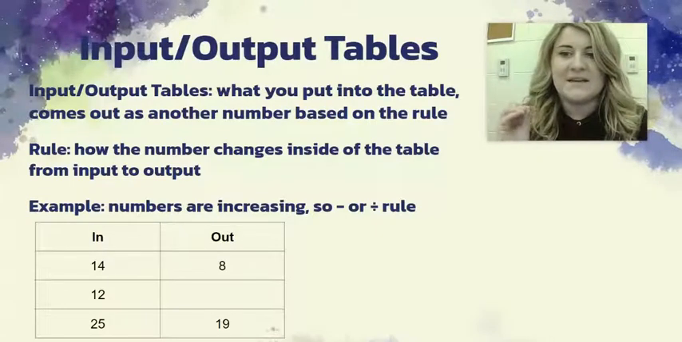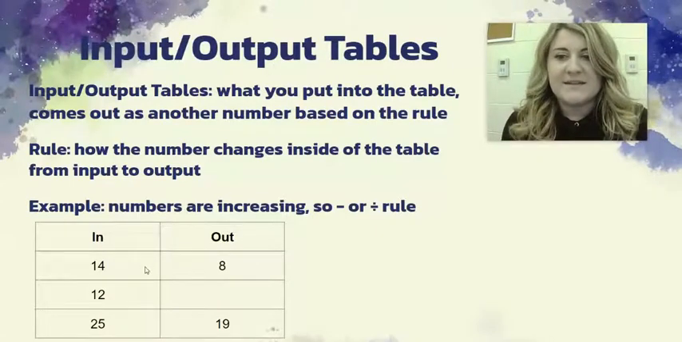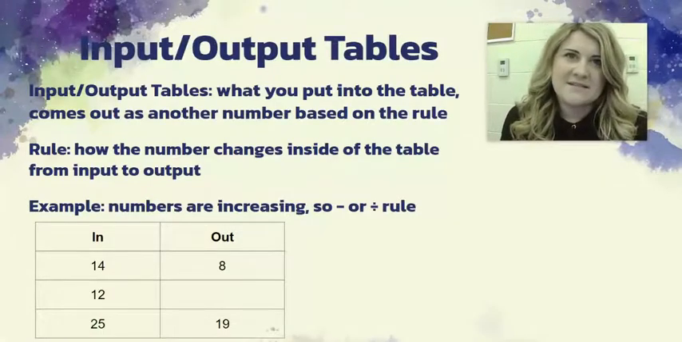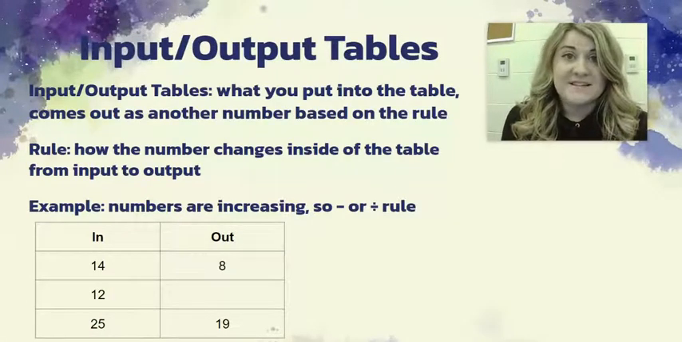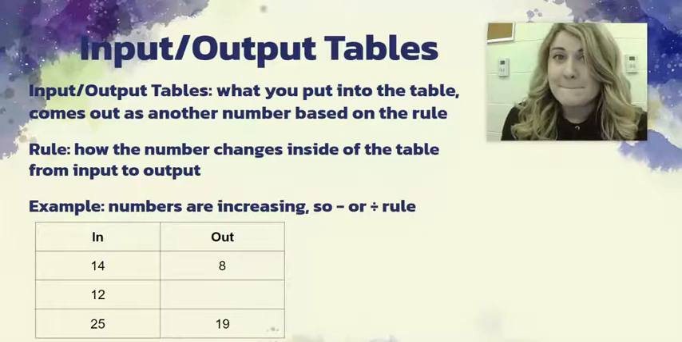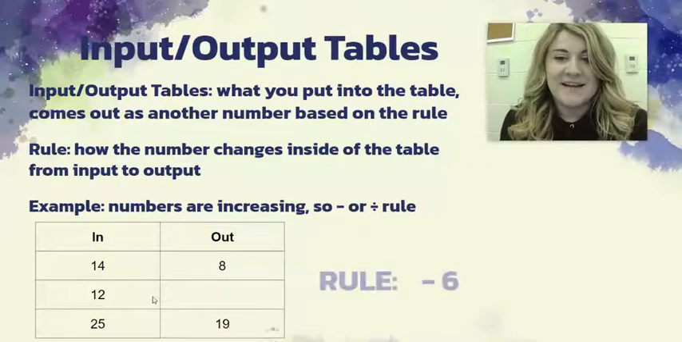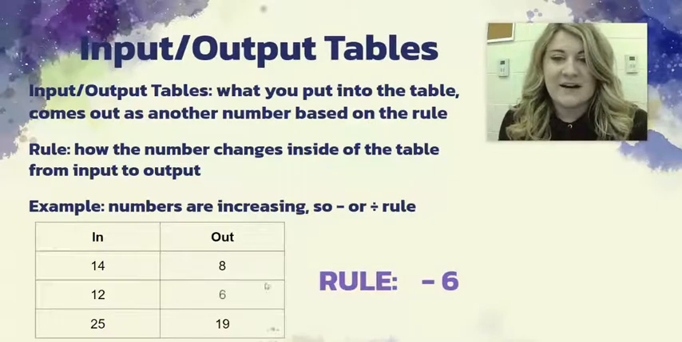It's both minus 6 for both of these. 14 minus 6 and 25 minus 6. So here we have 12. And if we do the same rule, 12 minus 6, what's that going to come out as? Well, 12 minus 6 is... if you said 6, you are correct. The rule is minus 6, and our answer is also 6, okay?